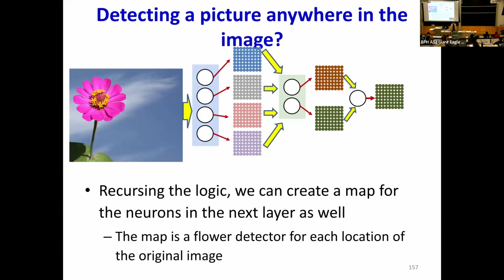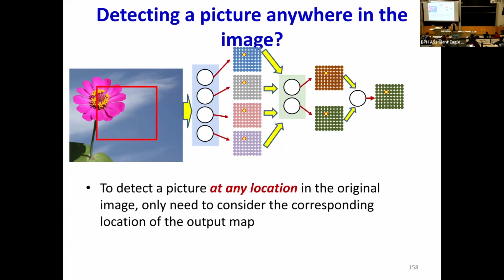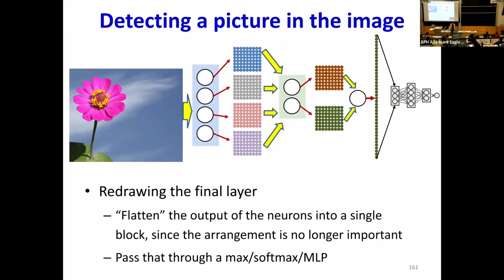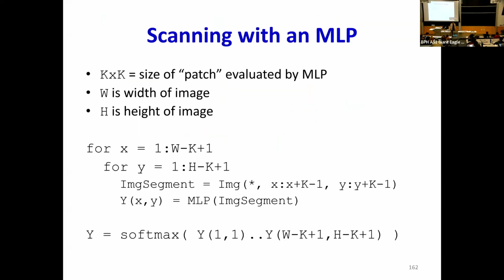And so we can do the same thing. We can create a map for the third layer neurons as well. And this is a flower detector. This map is a flower detector for each location in the original image. And so now, if I want to know if there was a flower in any specific location, I just have to go and read the map value off from the final map, right? And then I can put this whole thing through a max or a softmax or what have you to make a picture level decision.